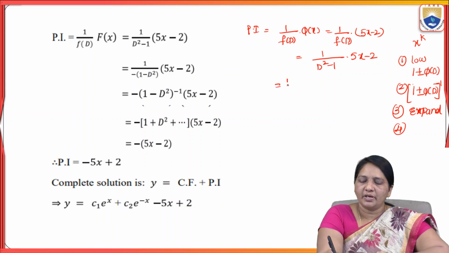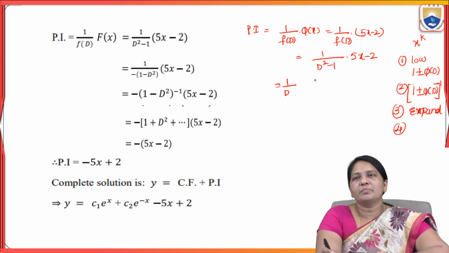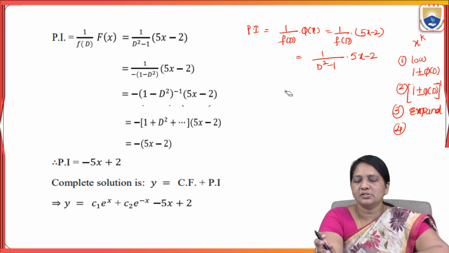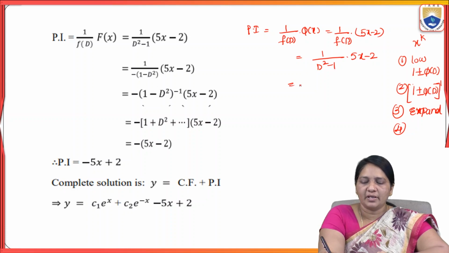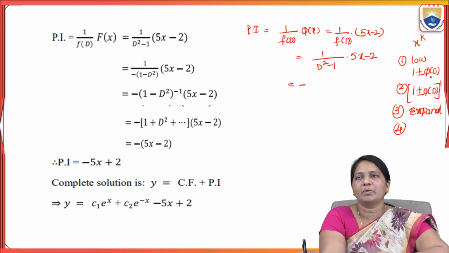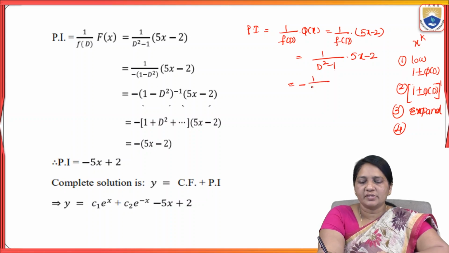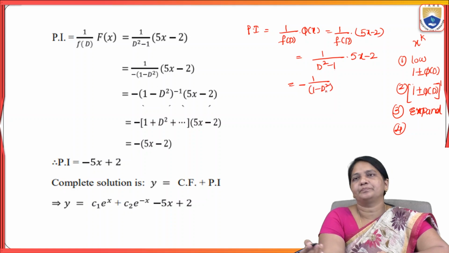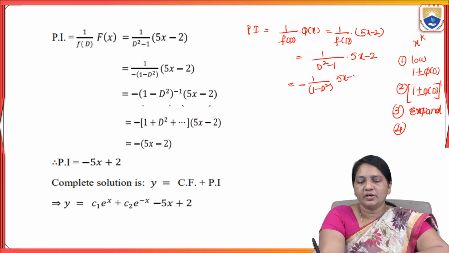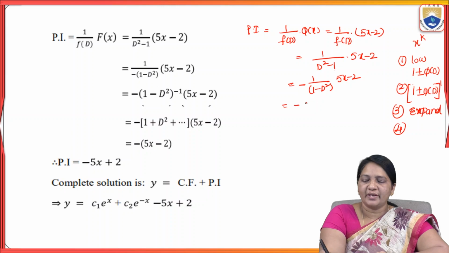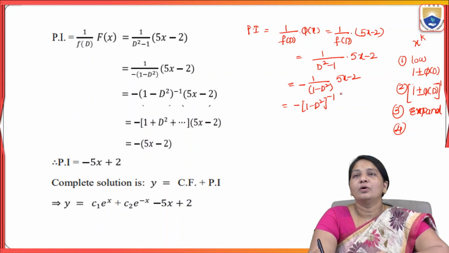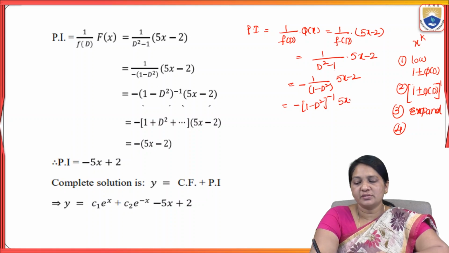So here, 1 by D square minus 1. Here I have to take the lowest degree term common. The lowest degree here is D power 0, so 1 is already there. That means I have to take minus common to get the form 1 plus or minus phi of D. So 1 by minus of 1 minus D square. Here we got the 1 plus or minus D form. So we can take this into the numerator now: minus, 1 minus D square, whole inverse, into 5x minus 2.